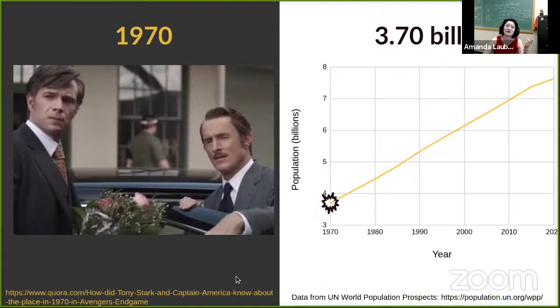That's the year that Tony Stark and Steve Rogers went back to in Avengers Endgame to get more Pym particle. Steve Rogers had a chance to see Peggy Carter, and Tony Stark had a chance to talk to his dad, who was on the way to see his pregnant wife. So in 1970, when that happened, the population was 3.7 billion people. That's a big number, but it's not as big as we're going to get to by the end of this.